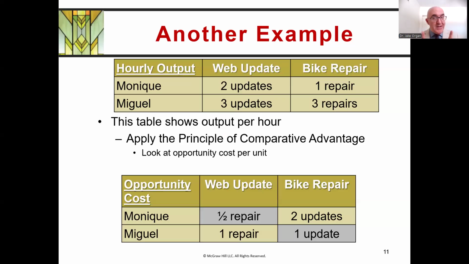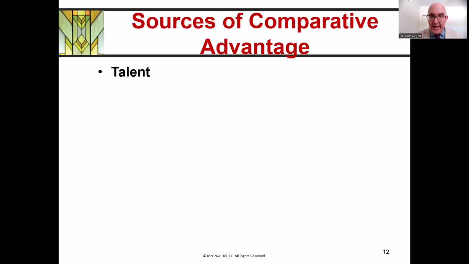Now, if you look at it, neither has particularly the absolute advantage in both. It's not like the other situation. They're a bit more evenly matched here, but it still means that Monique will repair the bikes, and Miguel will update the web pages. And so again, it's the same situation. We could work it all through mathematically. If they both concentrate on what they have a comparative advantage in, they'll do better.